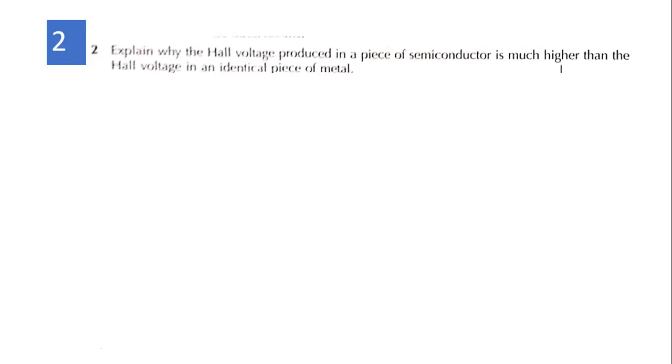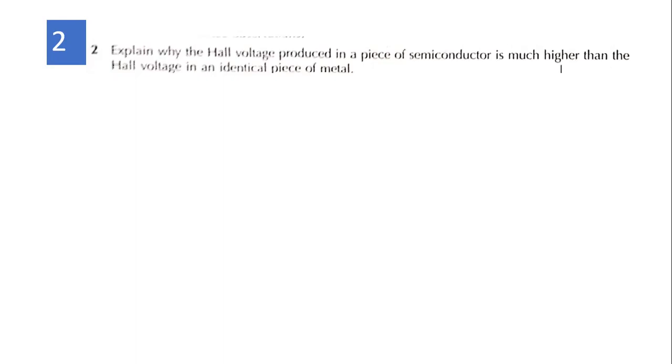Why is the Hall voltage of a piece of semiconductor much higher than that of an identical piece of metal? The value of n for a semiconductor is much smaller than the n for metal. Therefore, the Hall voltage for a semiconductor is much higher than that for metal.